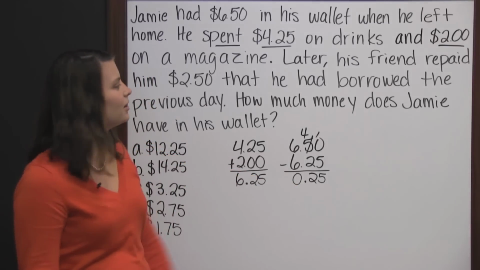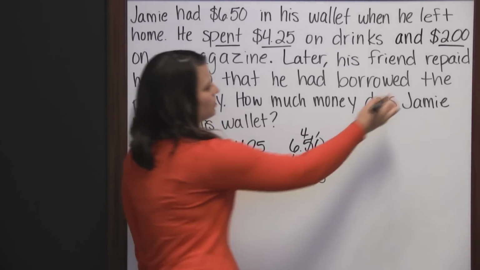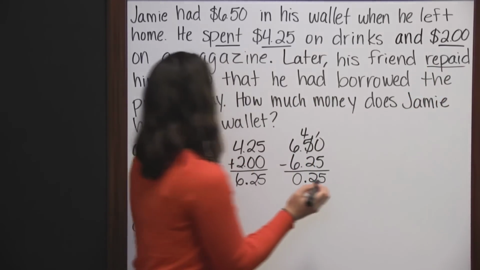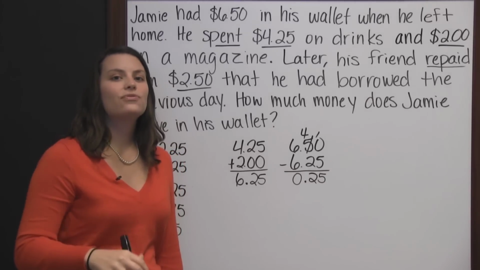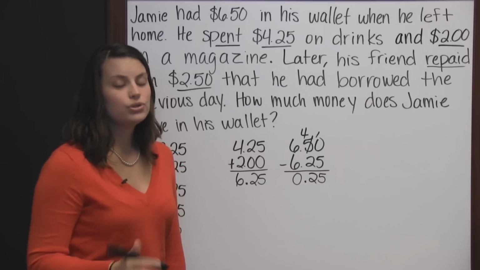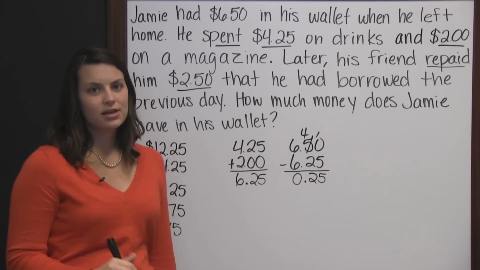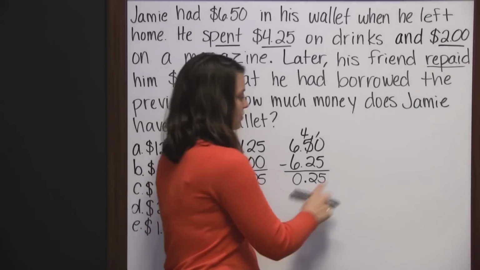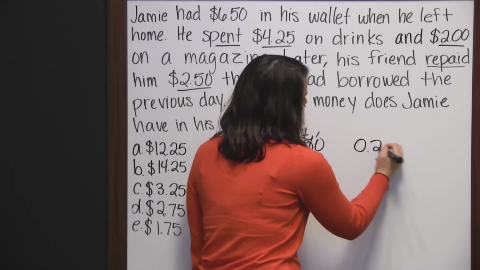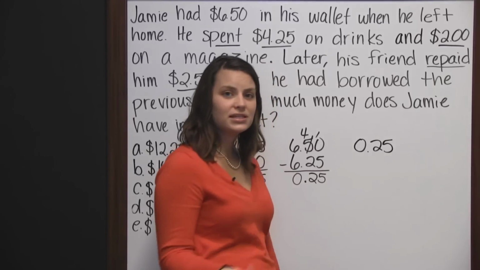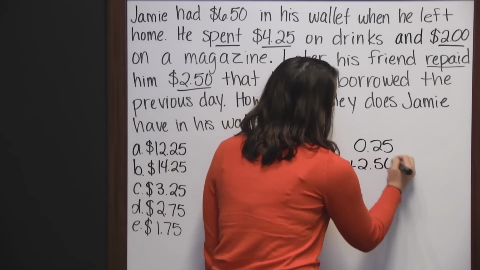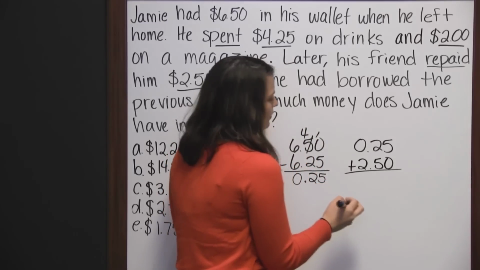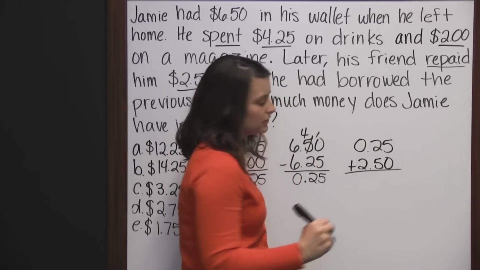But his friend repaid him $2.50, which means his friend gave him $2.50. So that's money that's added to his total. So now I'm going to take what he had after he spent his money and add the money his friend gave him. And again, we line up our decimals.